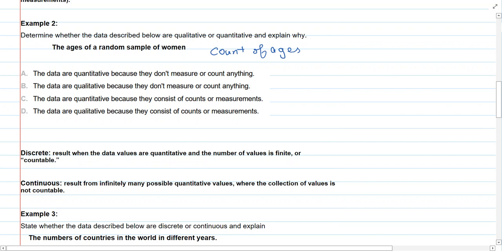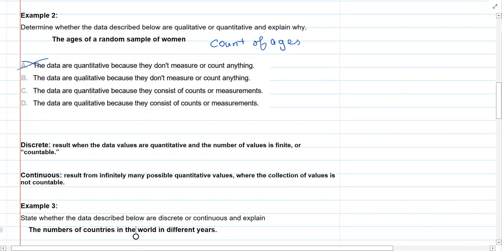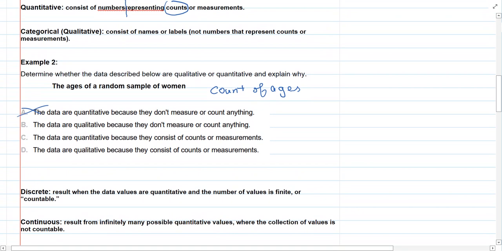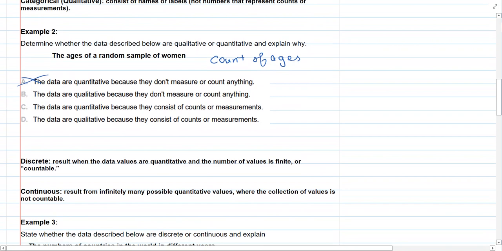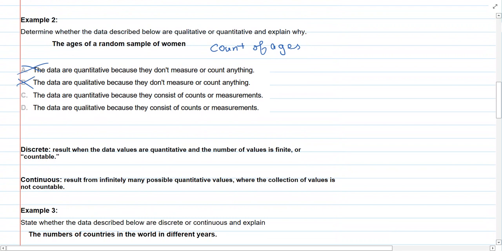So it is quantitative. The data are quantitative because they don't measure or count anything. Well, that's wrong. They do. The data are qualitative. Well, no, they're not counts. Now remember what the other one is. Qualitative consists of names or labels. Nope, no names or labels, so that's not that one. The data are quantitative because they consist of counts of measurements, and the measurements are ages. So it's this one.